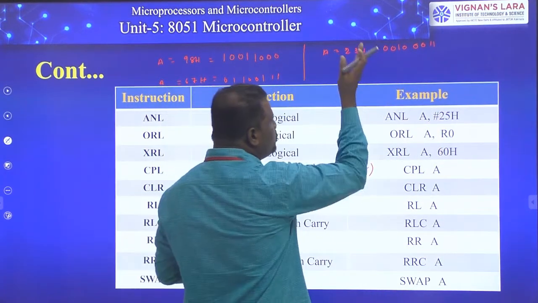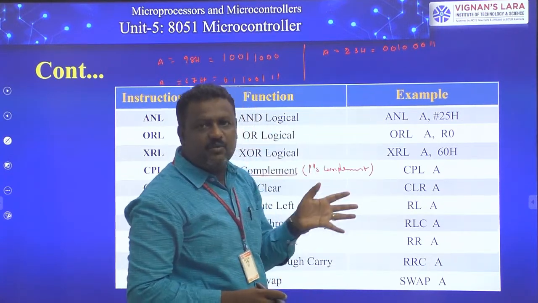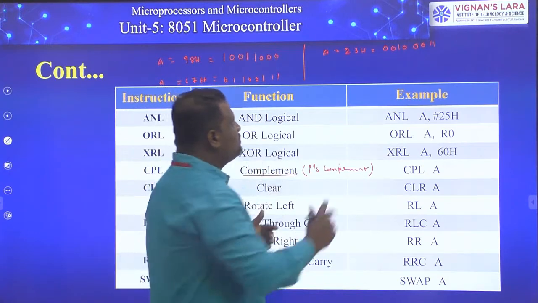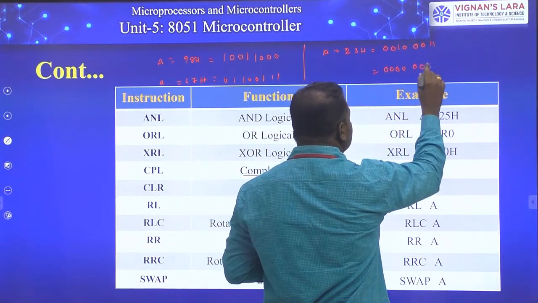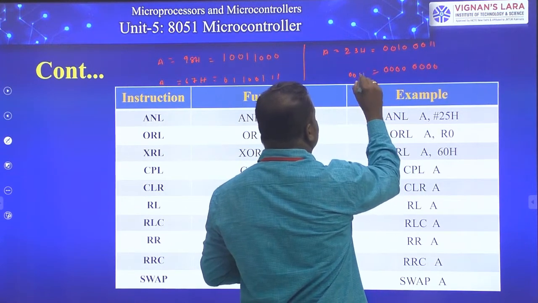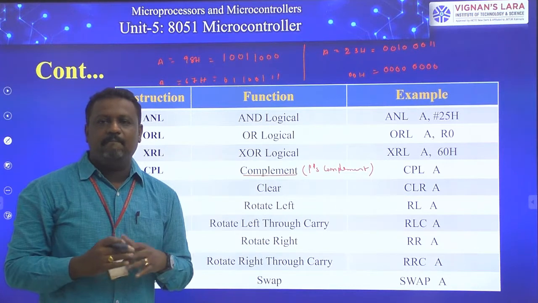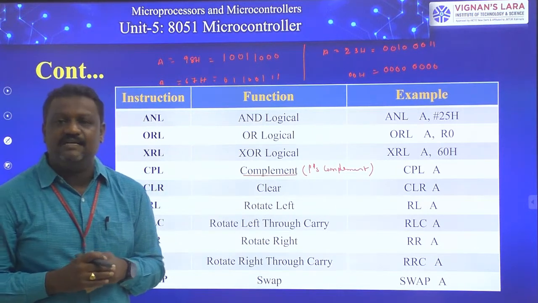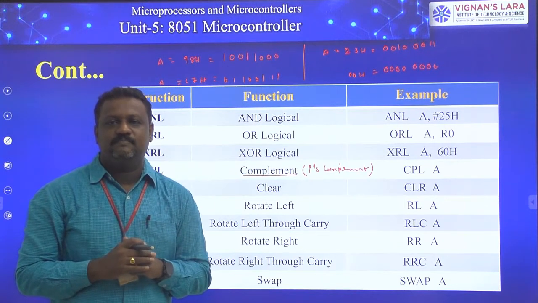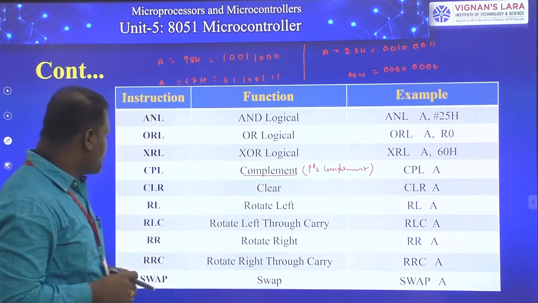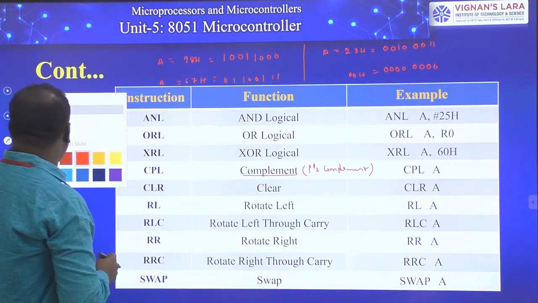After execution of this CLR A, the accumulator content is cleared. That means the result is equivalent to 00H. So after execution of CLR A, my accumulator value was cleared, that means the accumulator is loaded with 00H. That is the meaning of this. And next coming to my next instruction, that is RL.